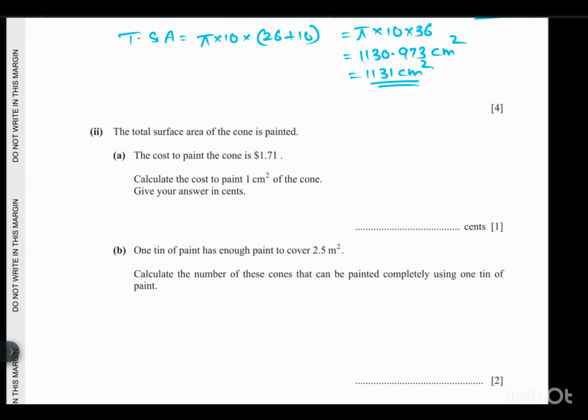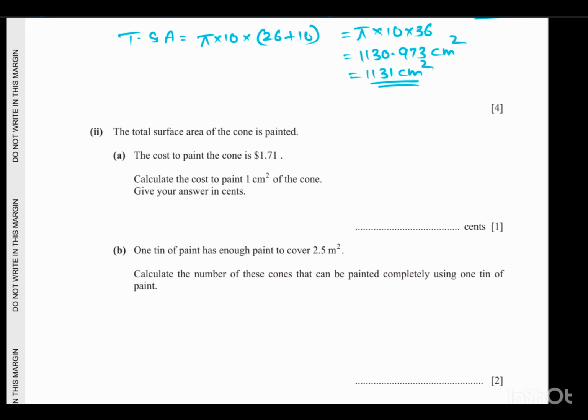Okay. So now the total surface area of the cone is painted. The cost to paint the cone is $1.71. Calculate the cost to paint 1 centimeter square of the cone. Give your answer in cents. Okay, so the total surface area we got already is 1131 centimeter square. So to paint that it was $1.71. So for 1 centimeter square, how much was the cost?